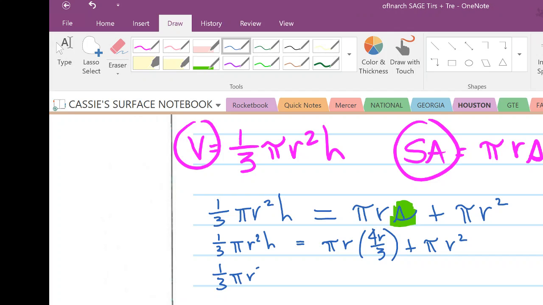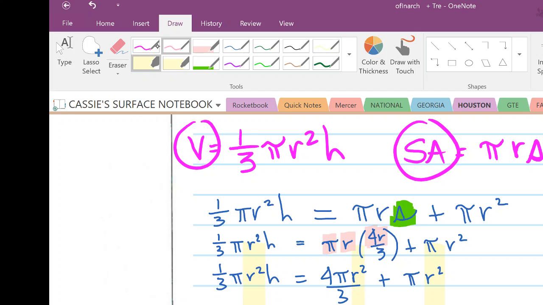Okay, I'm going to simplify just a little bit. 1/3 pi r squared h is equal to, I'm going to grab all of these, just make sure I catch them all here: 4 times pi, and then r times r is going to give me r squared, so I've covered both of those, and now that's over 3, plus pi r squared. Looking at this equation, an interesting thing I'm noticing: there's an r squared there, an r squared there, and an r squared there.